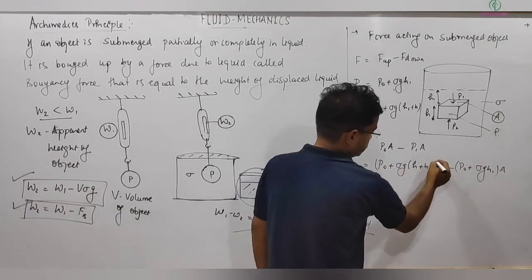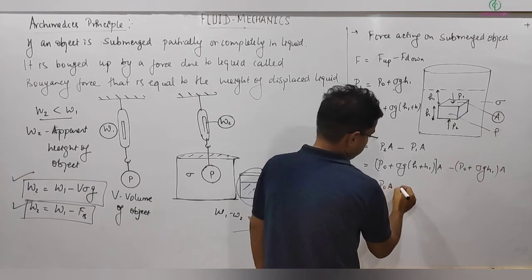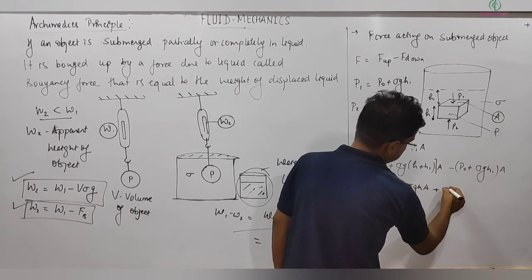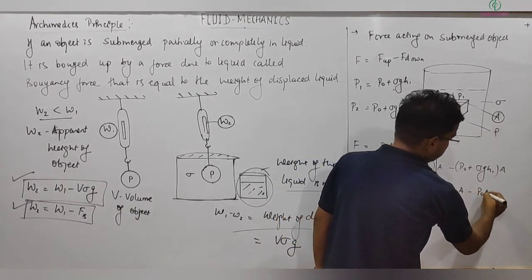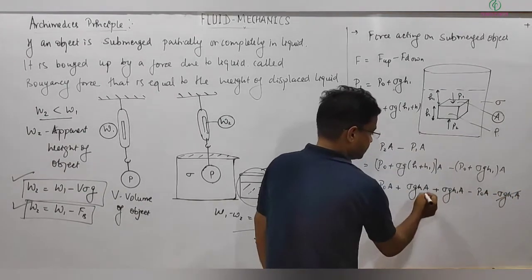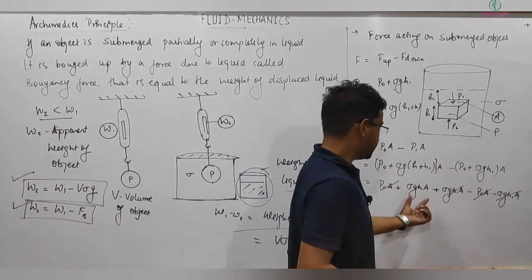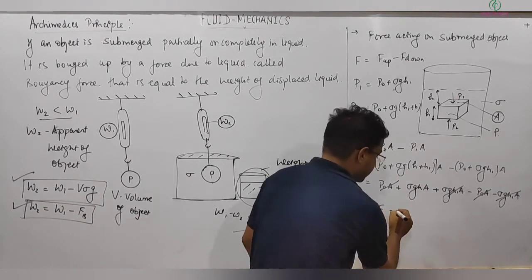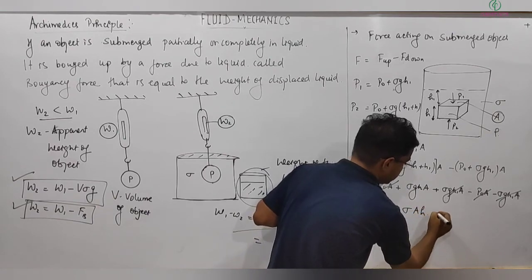Simplifying it, this will be a complete bracket. So this comes out to be P0 A plus rho g h A plus rho g h1 A minus P0 A minus rho g h1 A. The rho g h1 A terms and the P0 A terms cancel out. So this upward or net force comes out to be rho times A times h times g.